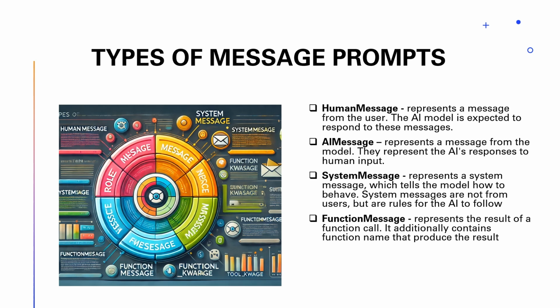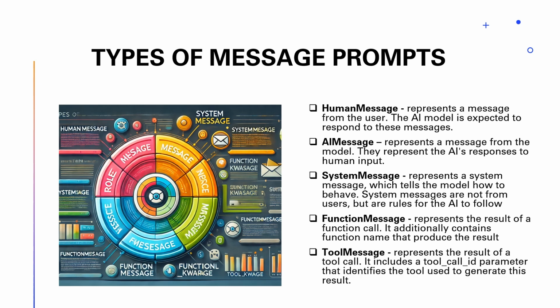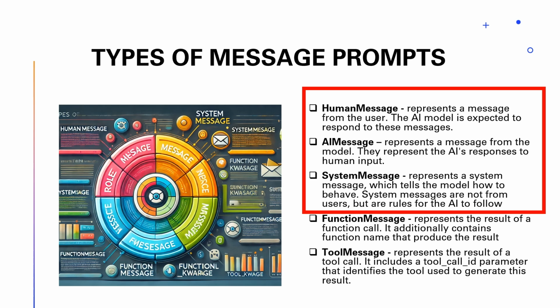Then we have the function message. This shows the results of a function call within the system. It also includes the name of the function that produced these results. Finally, the tool message. Similar to the function message, this represents the outcome of a tool use. It specifically includes a tool call ID parameter, which identifies the tool that was used to generate this result. And that's a brief overview of the different types of messages within LangChain. Each plays a unique role in how you interact with and control the AI.